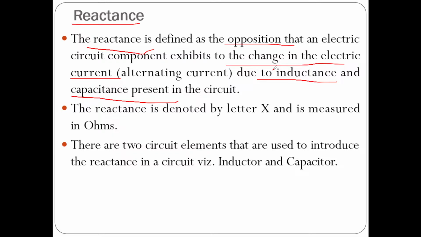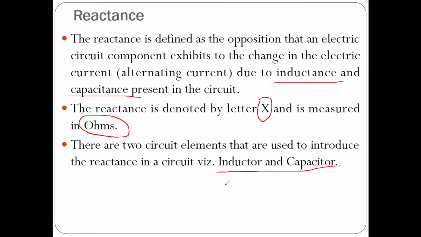Okay, so the reactance in the given circuit is due to what? It is due to inductance and capacitance. Due to inductive and capacitive elements, reactance comes into existence in the given circuit. So the units of reactance and resistance are the same, only the symbol varies, that's it, nothing else. So due to inductance and capacitance, reactance will be there in the given circuit.